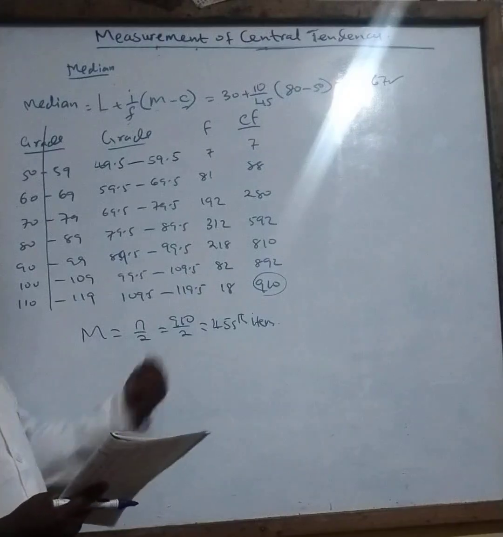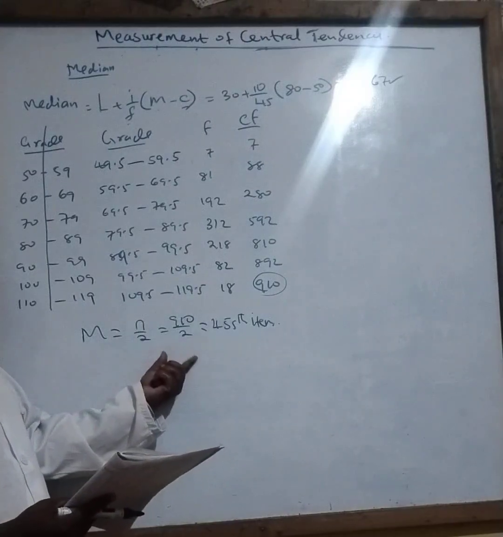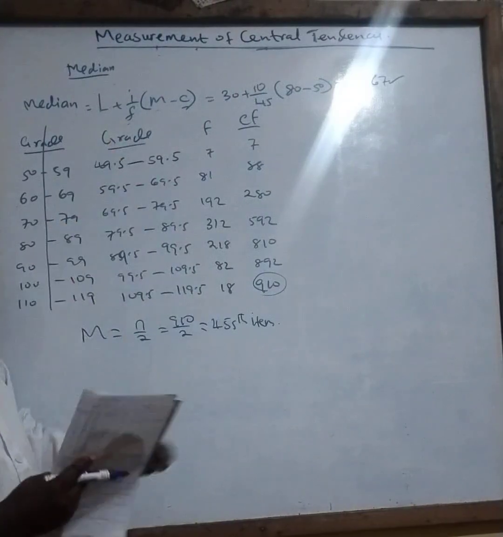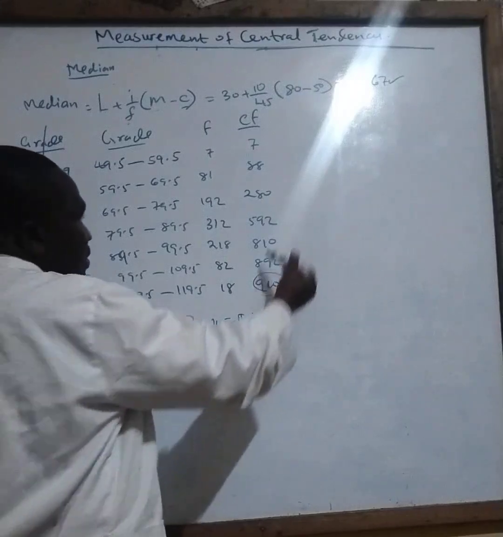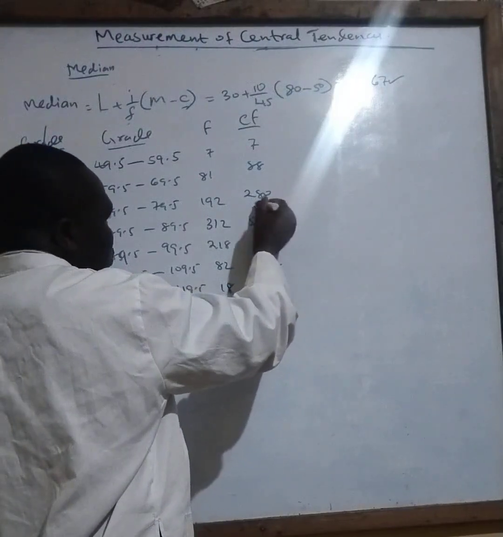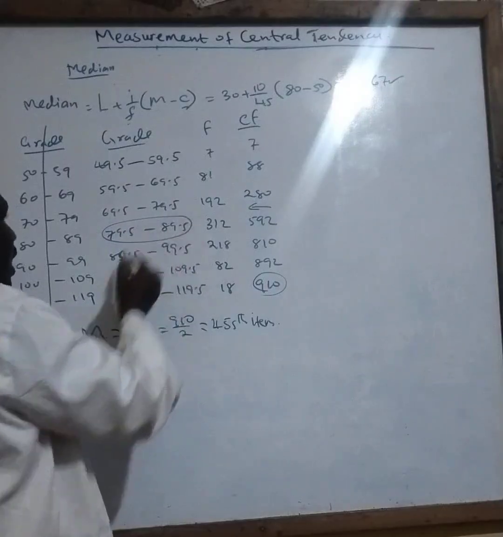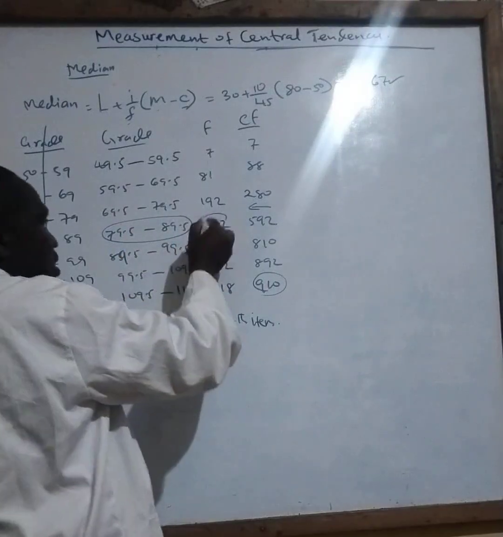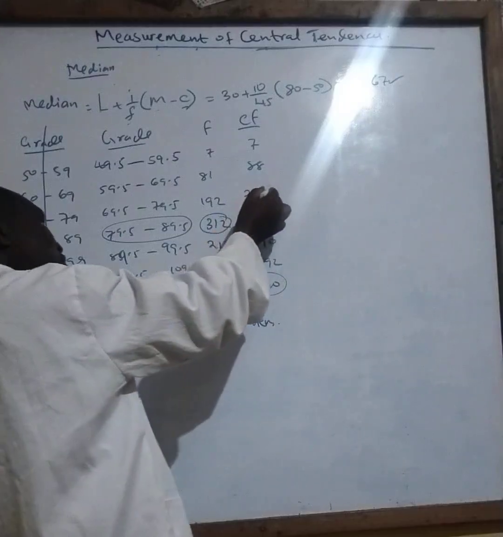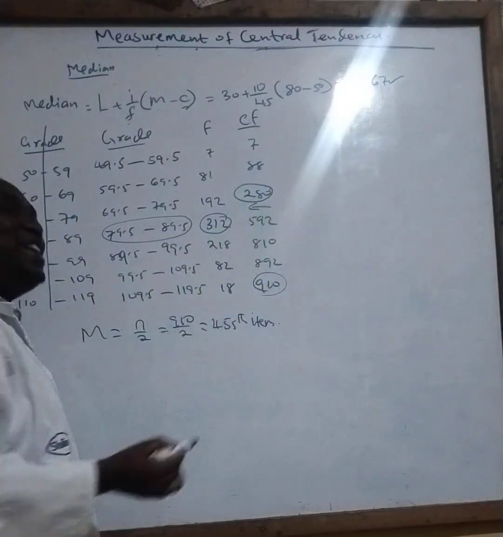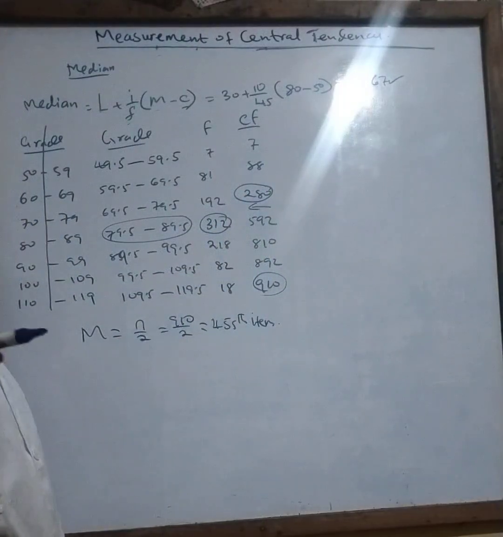455th item. Where is it? Where does it fall? So that now I locate the class. Now let's see, 455.5. It is in between here. So when I follow up, this is my class, and this is my frequency, and this is my cumulative frequency preceding. Mark that word, preceding.